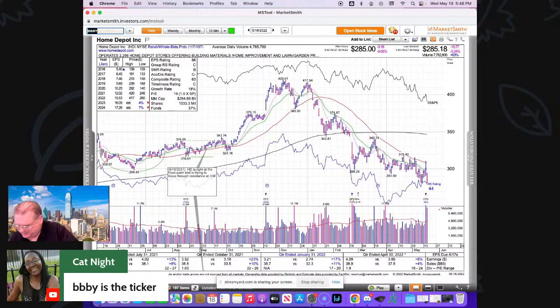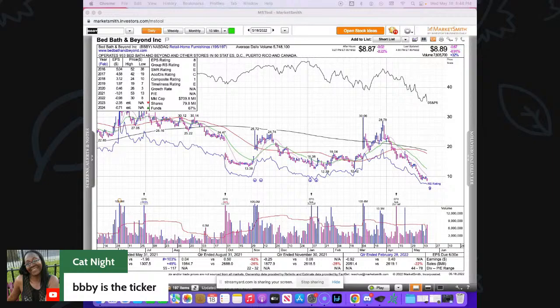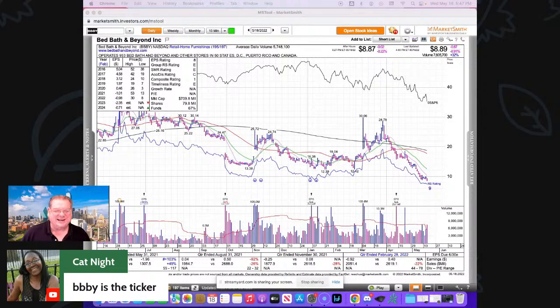BBBY is the symbol for Bed Bath & Beyond. And wow, that's a bad looking chart. That is not a chart that you want to see. I agree with you. I think that may be a short in the making. Wow, look at that. It's below that 200-day line. Can you short it here?